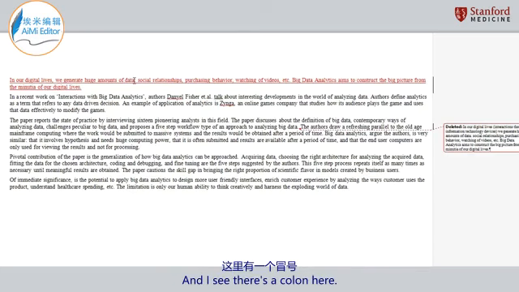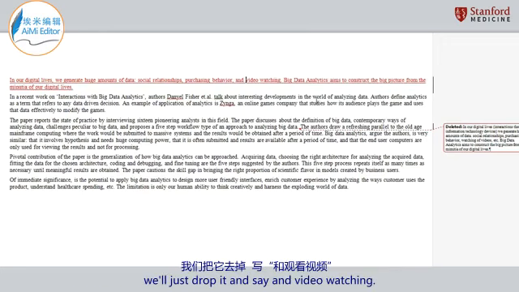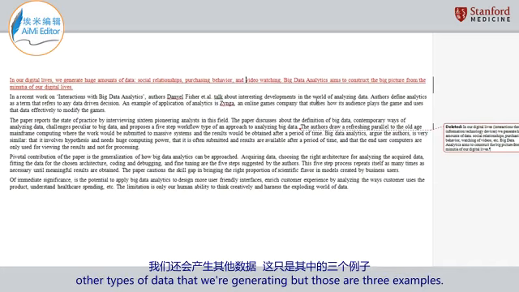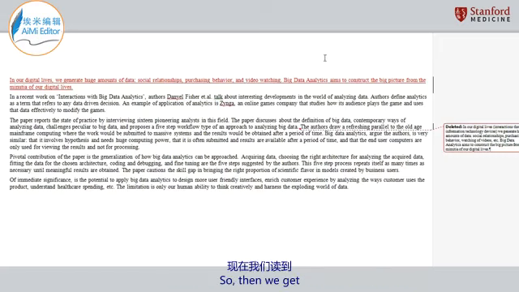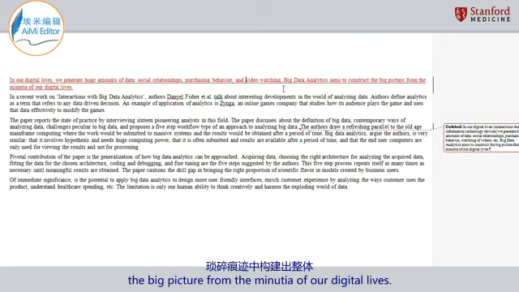And then a nice is the colon here, social relationships, purchasing behavior, watching of videos, etc. I'm going to change that to video watching just to be parallel here, video watching. And I don't like the etc. is a little bit too informal, so we'll just drop it and say and video watching. I think the reader can infer that there might be other types of data that we're generating, but those are 3 examples.